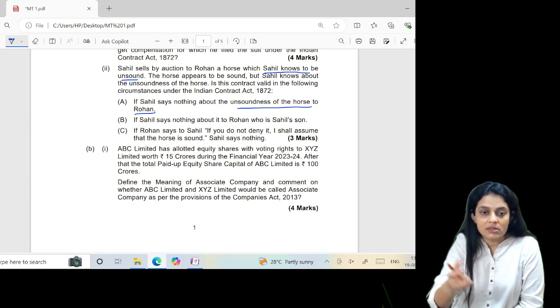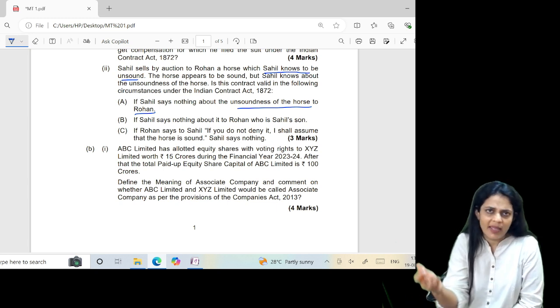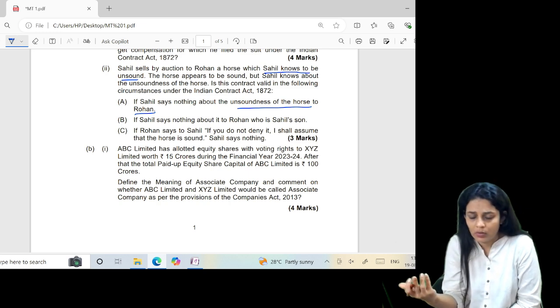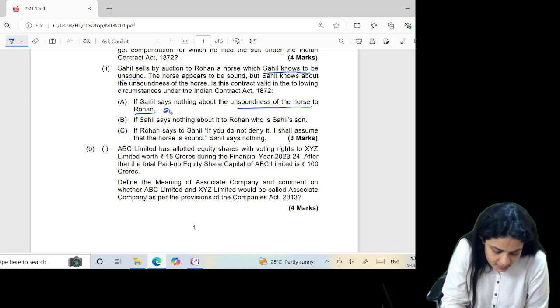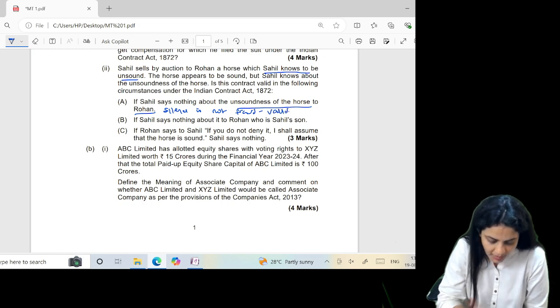In an auction sale, the goods are on display. You see, you like, you purchase. I don't have to tell you anything about the goods. So silence is not fraud, and since silence is not fraud, here the contract is absolutely valid.